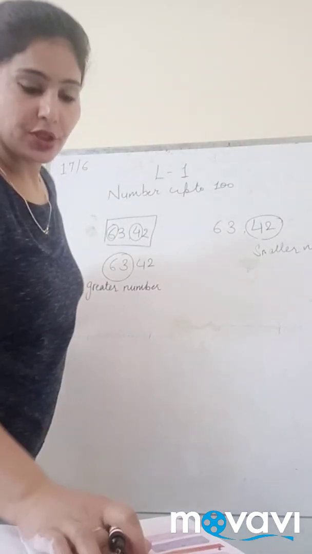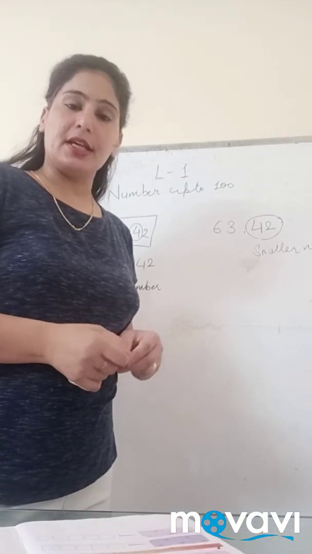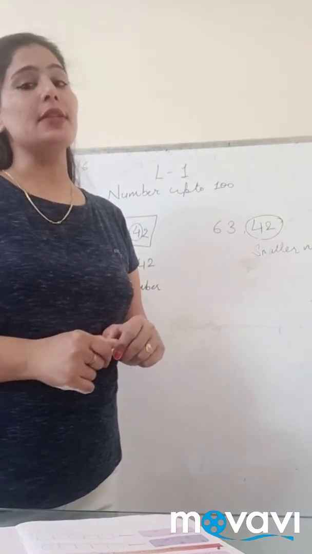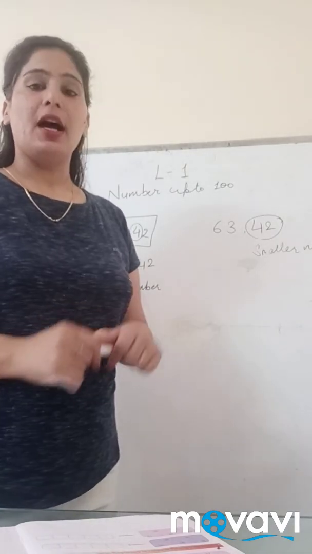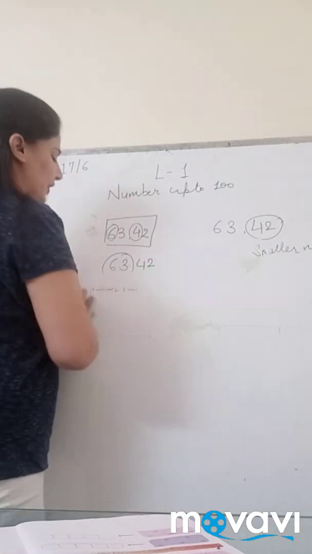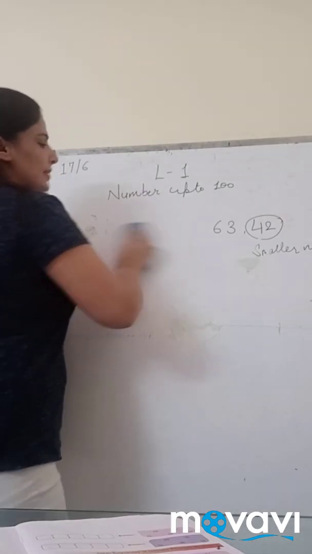Students, you have a question: circle the smaller number in each set in your book. That you can do easily now. Complete it in the book and send it to me for checking. After this, students, we have questions of ascending and descending order.